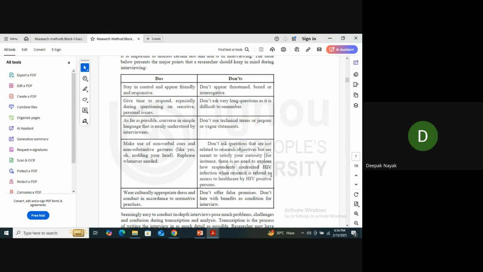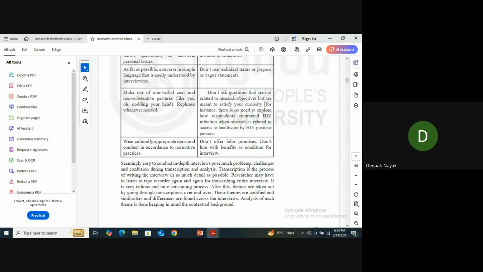So here, what helps is your observation of bodily gestures, the surroundings, and the verbal cues, how they speak. While speaking lies, they are most likely to stumble. That's why you have to watch verbal gestures also while interacting through in-depth interviews.